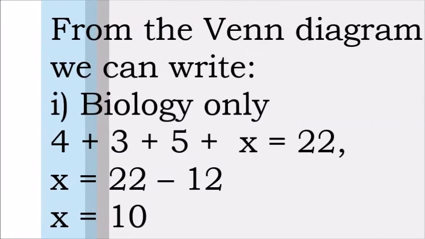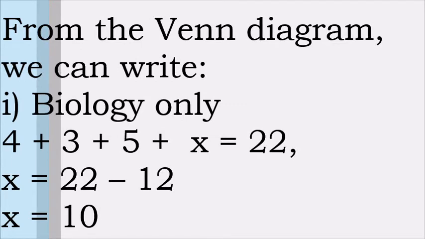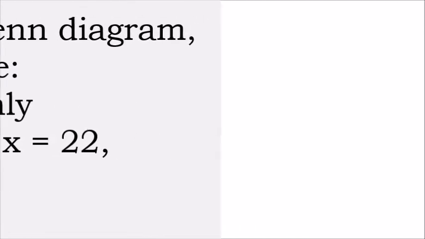Now let's find our possible solutions. So from the Venn diagram, we can write, solve for biology only. 4 plus 3 plus 5 plus X, that is the biology only, equals 22. So therefore, X equals 22 minus 12 and X equals 10. That's for our biology only.